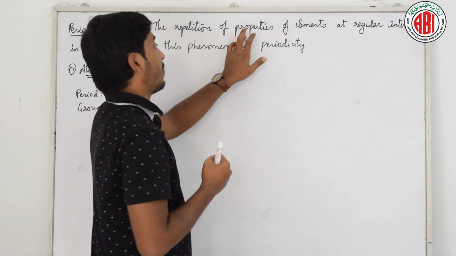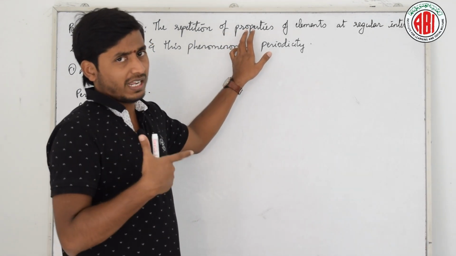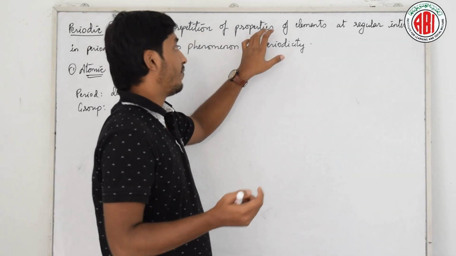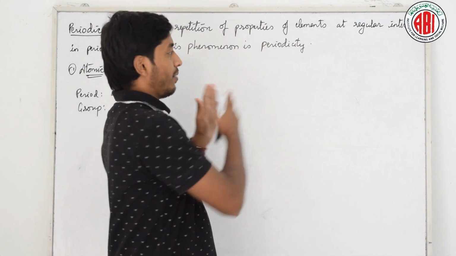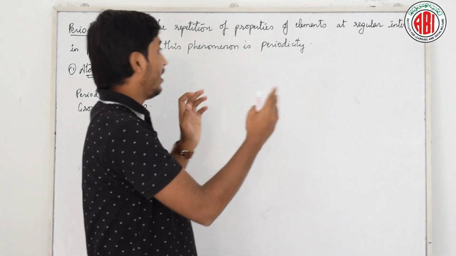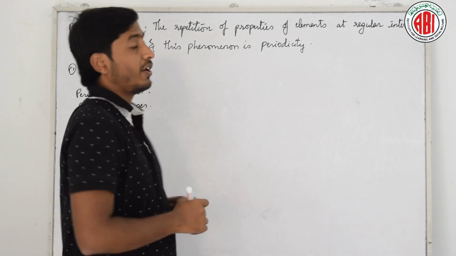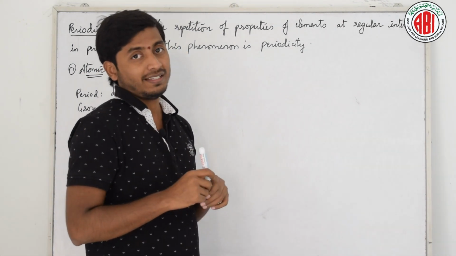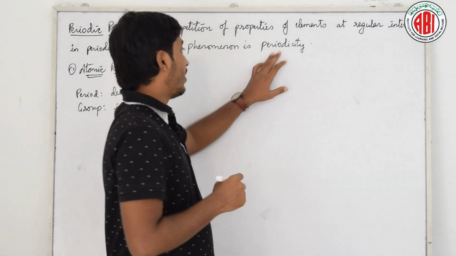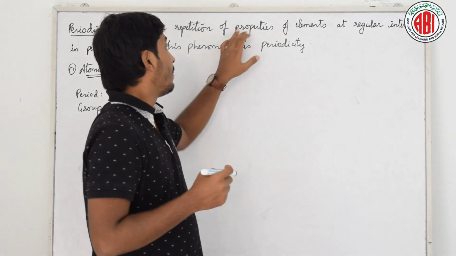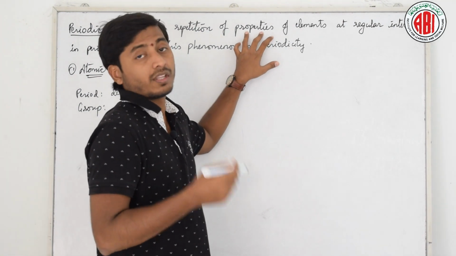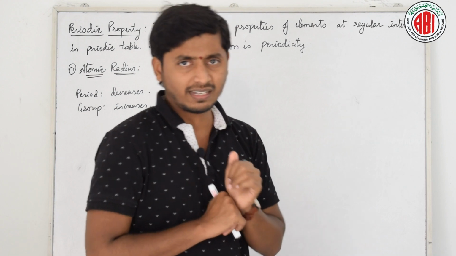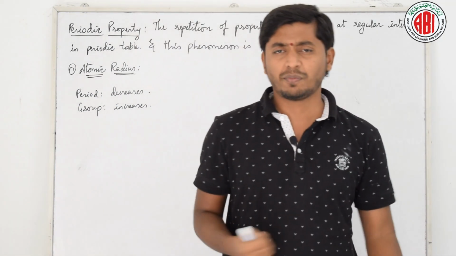Once again, see the definition: the repetition of properties. We have discussed the metallic property. Let us assume this property repeats at regular intervals from left to right, and then once again; that in a periodic table is called a periodic property. This particular phenomenon or process is called periodicity. Periodicity is a phenomenon in which the properties of the elements are repeated after regular intervals. Is it clear? Fine.